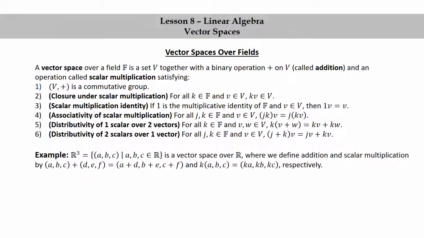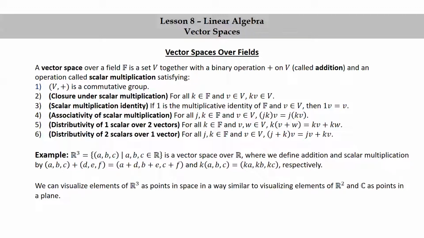As another example, R3 is the set of ordered triples (a, b, c) such that a, b, and c are real numbers. This is also a vector space over R, where we define addition and scalar multiplication by adding triples (a, b, c) plus (d, e, f) to get the triple (a plus d, b plus e, c plus f), and k times (a, b, c) is (ka, kb, kc), respectively. We can visualize elements of R3 as points in space in a way similar to visualizing elements of R2 and C as points in a plane.